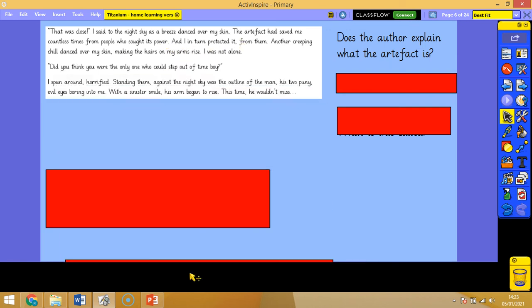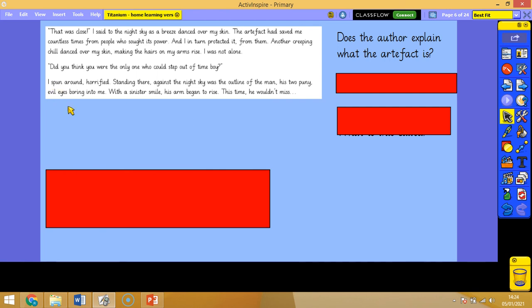Okay, the next lines. Did you think you were the only one who could step out of time, boy? I spun around, horrified. Standing there, against the night sky, was the outline of the man, his two puny, evil eyes boring into me. With a sinister smile, his arm began to rise. This time, he wouldn't miss.